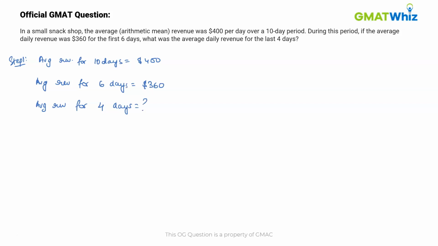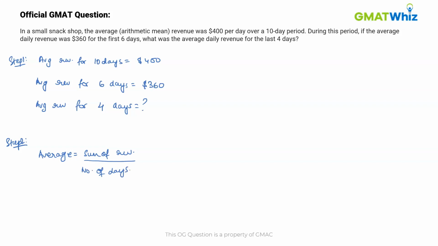Now, since this is all the information that we can gather from the question, let's move on to step 2 and understand how to proceed with the solution. Since the question gives us the average revenue for the 10 days, 6 days, we will be using the formula for average, which will be equal to the sum of revenue divided by the number of days.